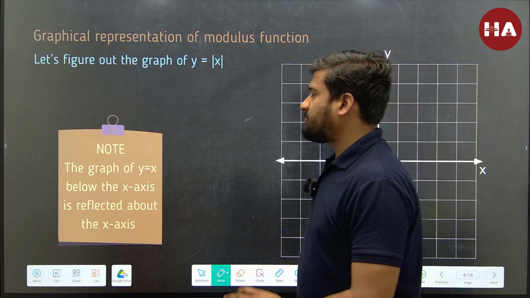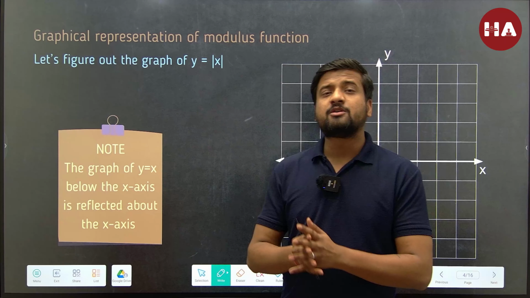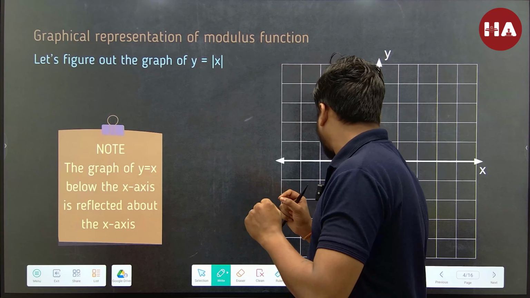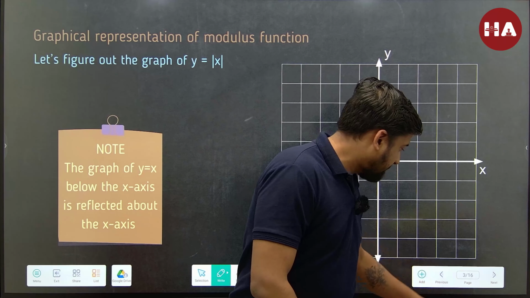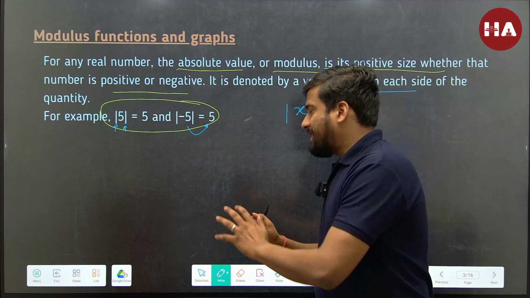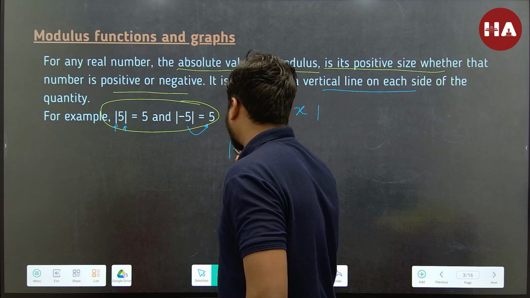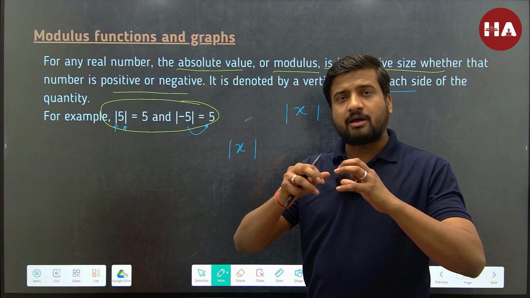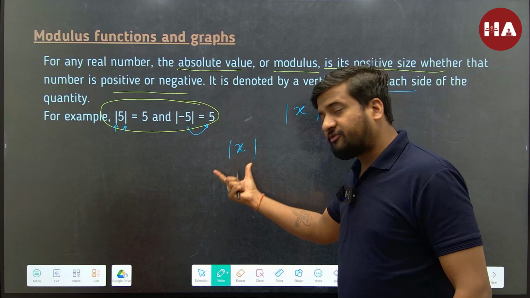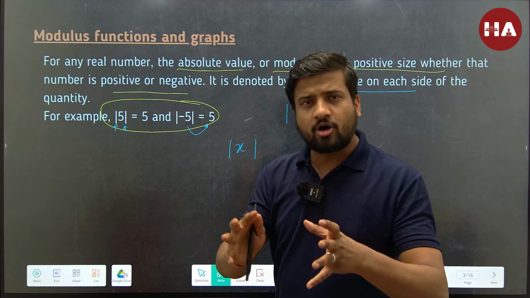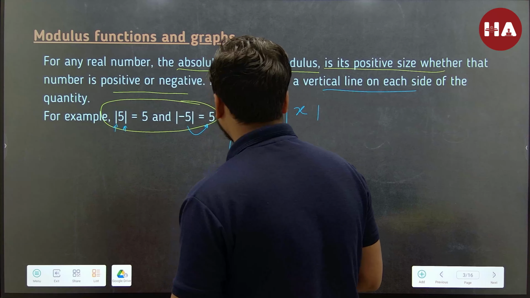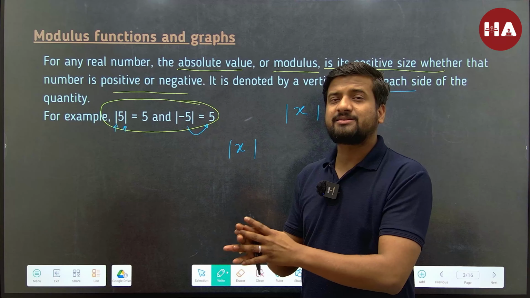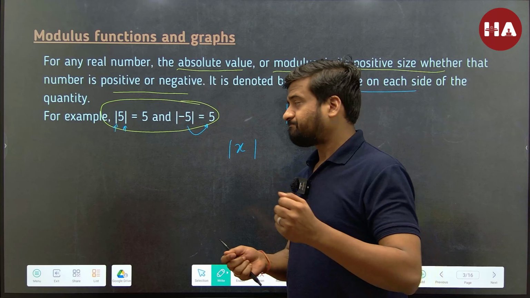Now, graphical representation of modulus function. How do we represent modulus function, and how do we deal with it? Before that, I'm going to tell you something here. Let's say my function is modulus of x, but I need to write this as a function without the modulus, in the normal function way. What I'm going to do is break this function into two parts. Now what are those two parts, and how do we decide those two parts?